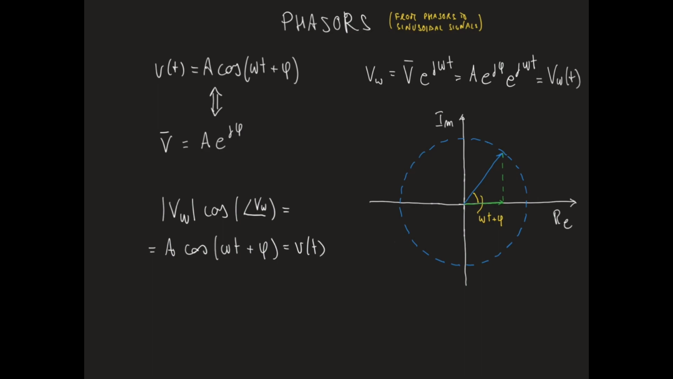Note that as the vector V sub omega rotates around the origin, its projection moves along the real axis, changing its length sinusoidally. This can be seen as a geometrical way to view the transformation of a phasor into a sinusoidal signal.